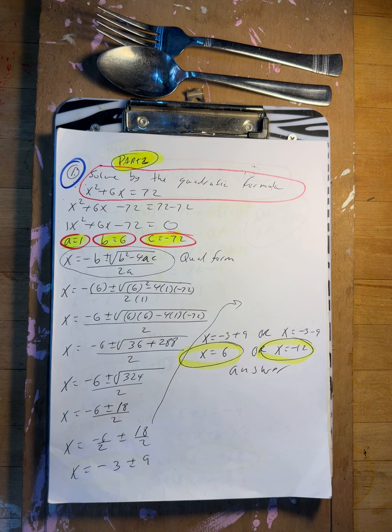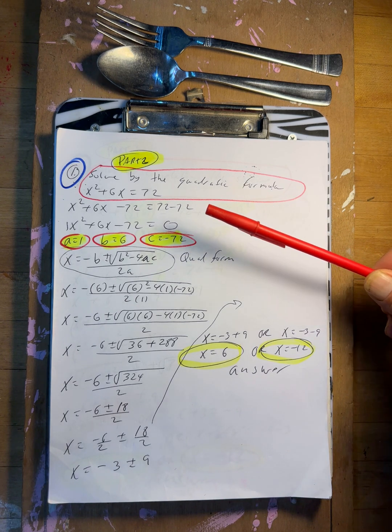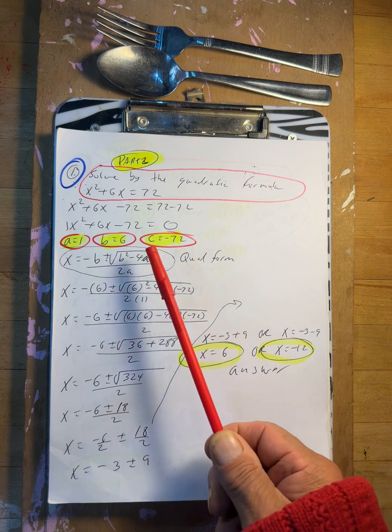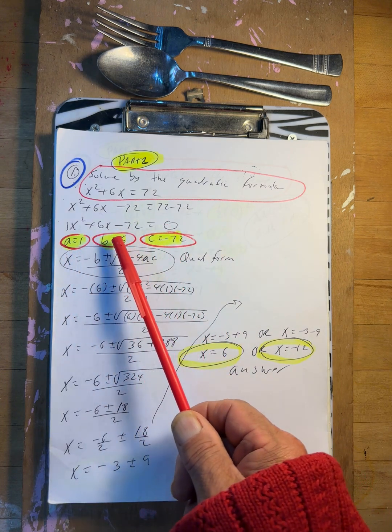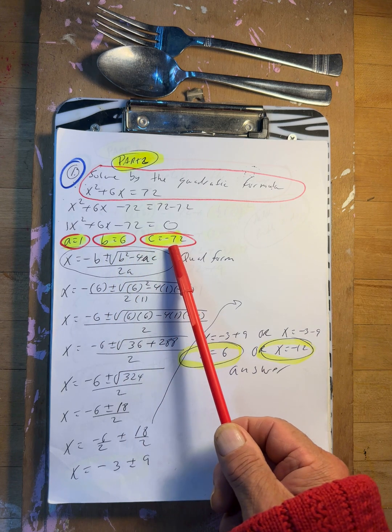Another way to solve this problem. Number 1, part 2. Solve by the quadratic formula. Here's the problem again. Subtract 72, minus 72. So x squared plus 6x minus 72 equals 0. A is 1, B is 6, C is negative 72.